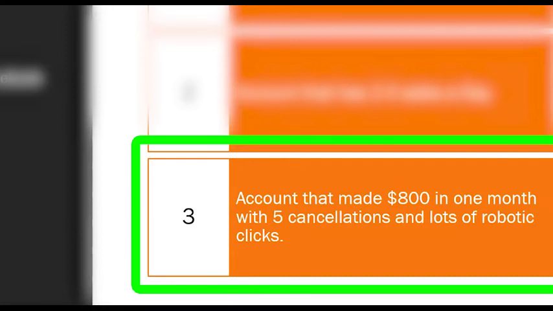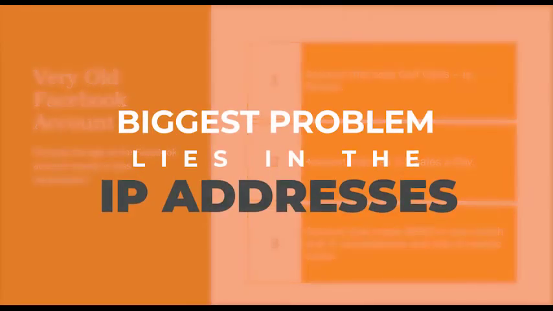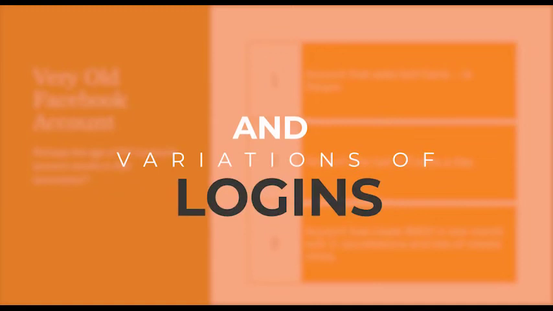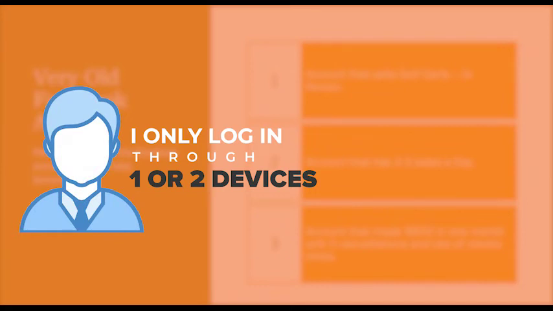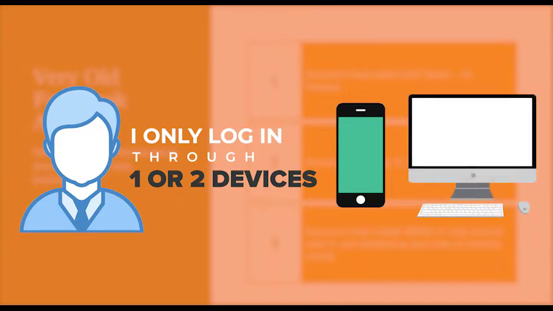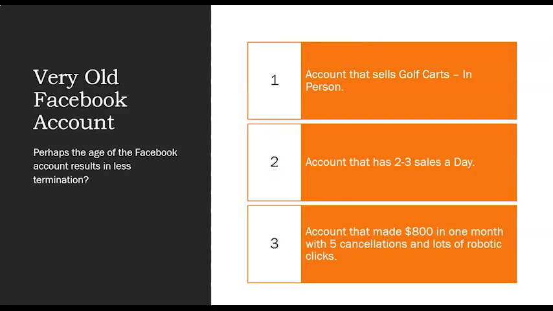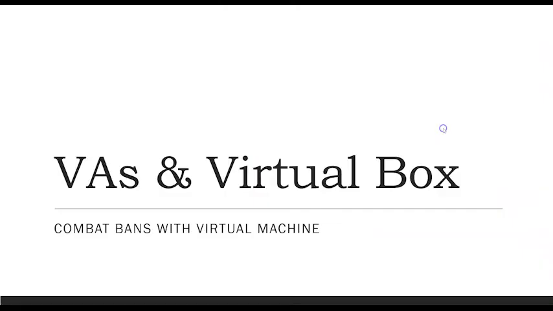So really, I think the biggest problem lies in the IP addresses and variations of logins. Another thing with my account is I only logged in through 1 or 2 devices, right? I have my phone that's always in my house, and then I have my computer, which is in my house. So for the most part, I'm always in my house when I'm logged into Facebook, right? I haven't really downloaded virtual machines online or changed IP and all of that stuff. So I think the easiest ban to get from Facebook is regarding the IP addresses, because that is immediately suspicious.